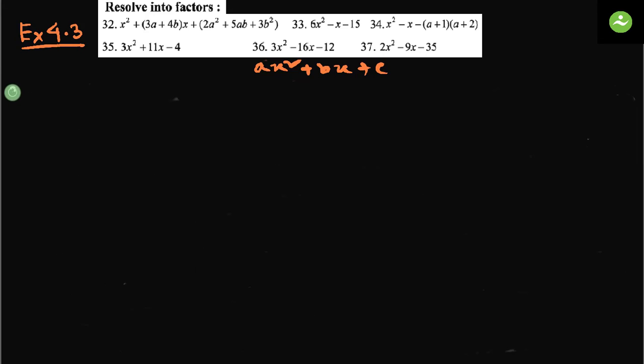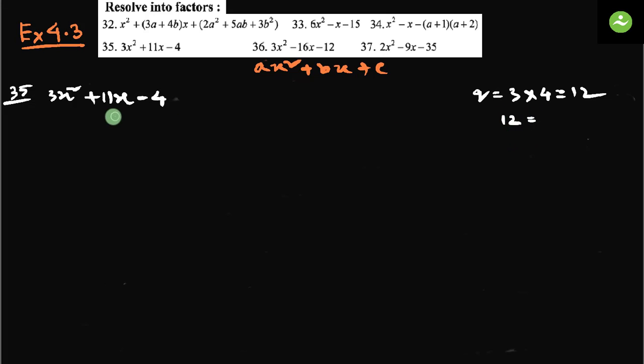35. 3x square plus 11x minus 4. What is the value of q? 3 into 4. q is 3 into 4 equals 12. So we have to select two factors. The product should be 12 and sum should be 11.